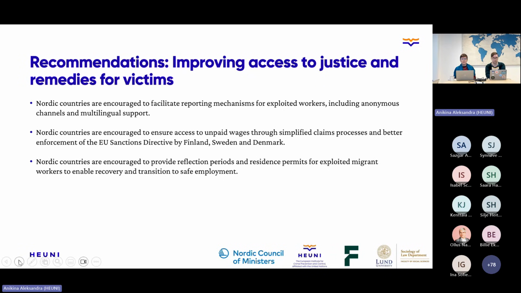We also then, in the report, look at unpaid wages and wage claims. There are a number of ways of actually addressing unpaid wages, but it's very difficult for migrant workers to access. And one of the key recommendations is to ensure better enforcement of the existing EU sanctions directive in those countries in the Nordic region which are EU members, meaning that workers should get access to unpaid wages through the sanctions directive. We don't really see full implementation of that yet.